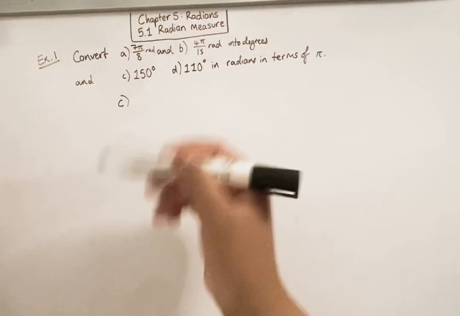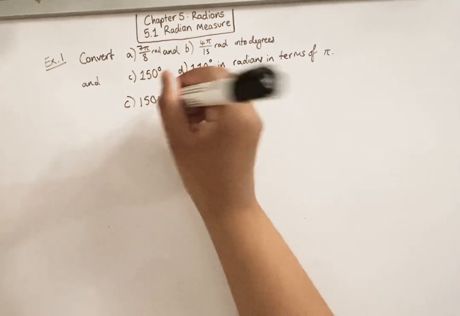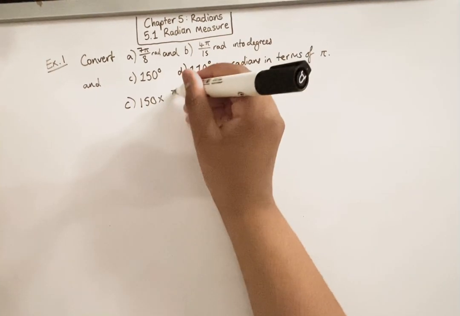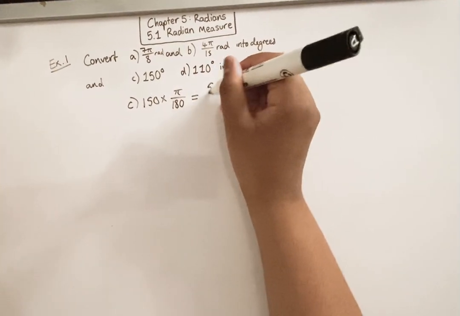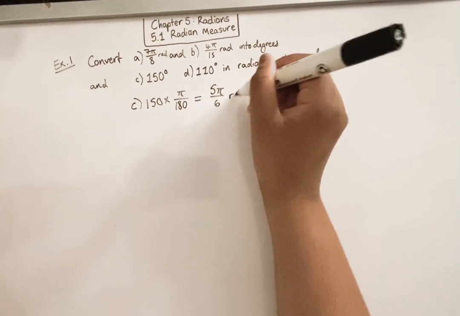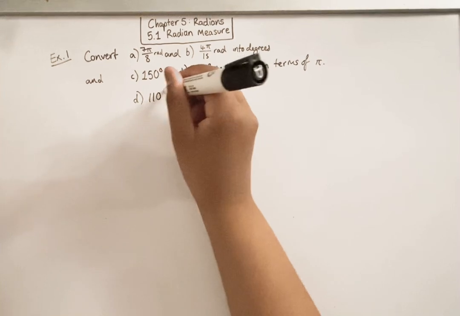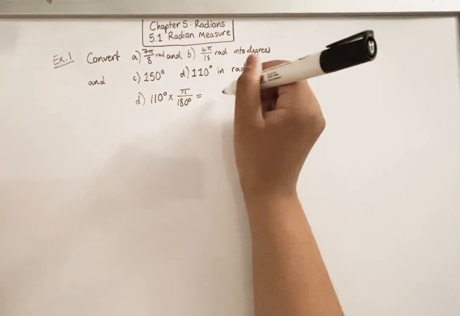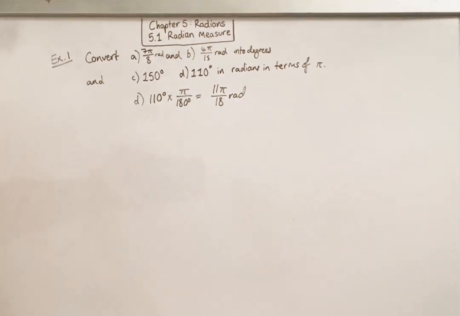Part C, we do the opposite from going from radians to degrees. So we do 150 and multiply by the opposite. Instead of 180 degrees over pi, it will be pi over 180. And so this will be 5 pi over 6 radians. Part D, we do the same thing. 110 degrees times pi over 180 degrees is 11 pi over 18 radians.